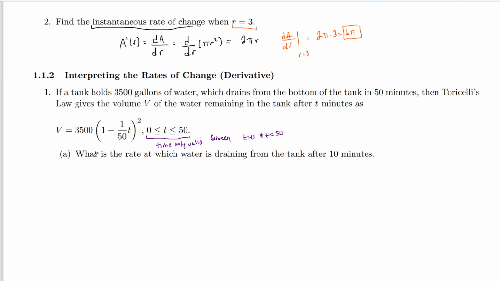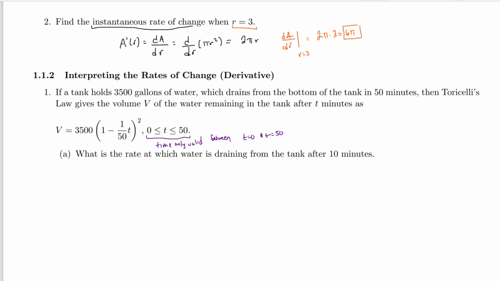All right, so you wouldn't be asked a trick question here, but if you were asked to find the volume or the rate of change of the volume after 100 minutes, it wouldn't be valid because this is not. In fact, it would just be all 0 because after 50 minutes, there's just no water in the tank anyway.